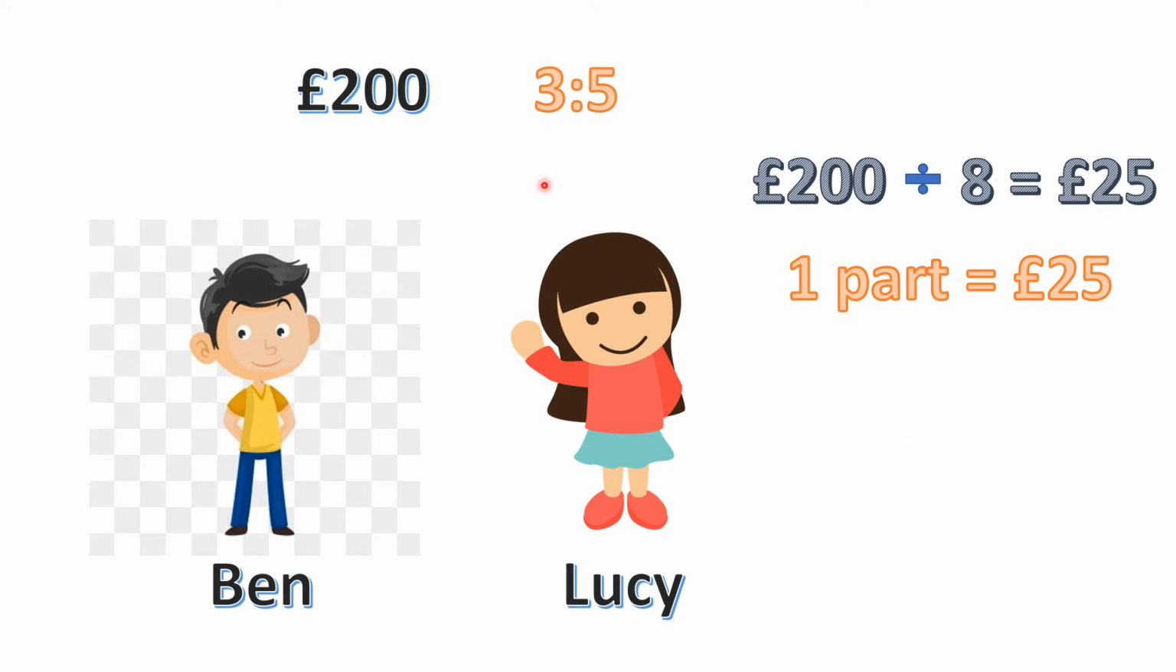Right, ratio can also involve money or a certain amount. Okay, this particular question involves money. So let's have a look at how we deal with ratio when it comes to money. So here we have Ben and here we have Lucy. They are brothers and sisters and they have £200 to share between them in the ratio of 3 to 5. So £200 to be shared between Ben and Lucy in the ratio of 3 to 5.